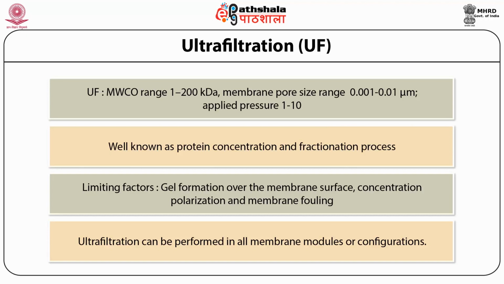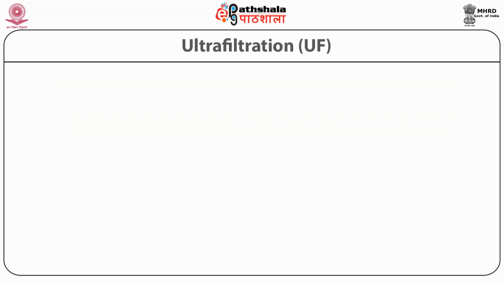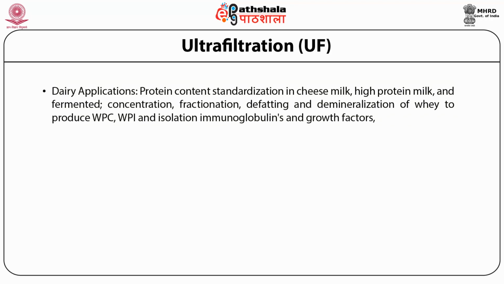Ultrafiltration can be performed in all modules or configurations. In the dairy industry, ultrafiltration is used for protein content standardization in cheese milk, high protein milk, and fermented products like dahi and curd or yogurt, chakka and shrikhand, or kumis. During cheese making, UF is used for protein content adjustment and production of soft varieties of cheeses like cream, quark and ricotta.